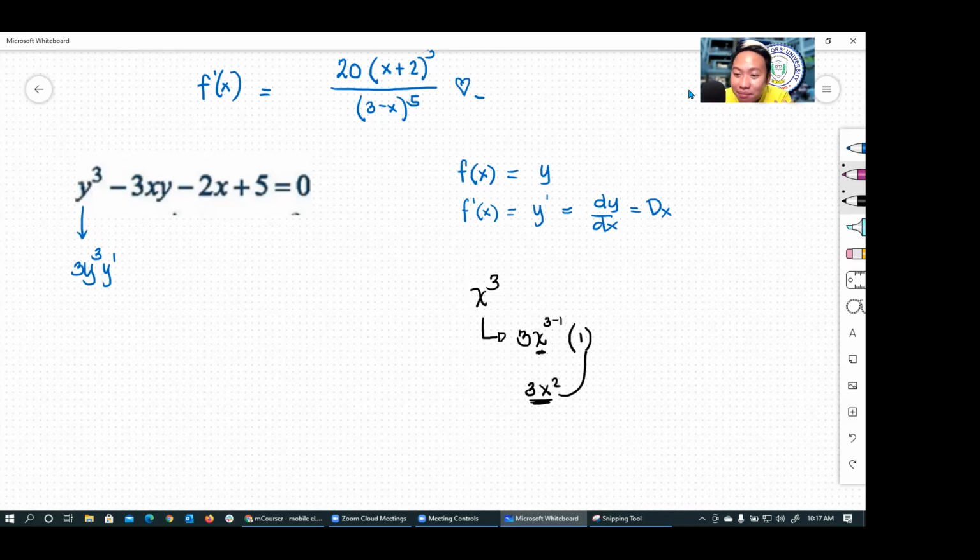So that scenario would still be applied to y cubed. The idea here would still be the same. The difference is we're not going to write 1 for the derivative of y. We're going to write y prime as the derivative of y.